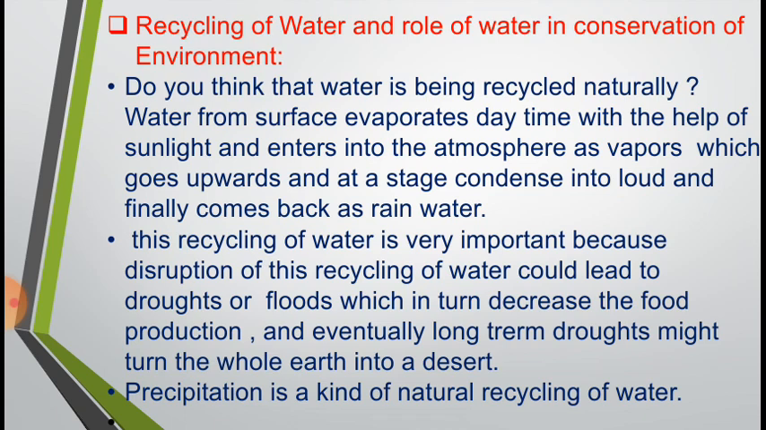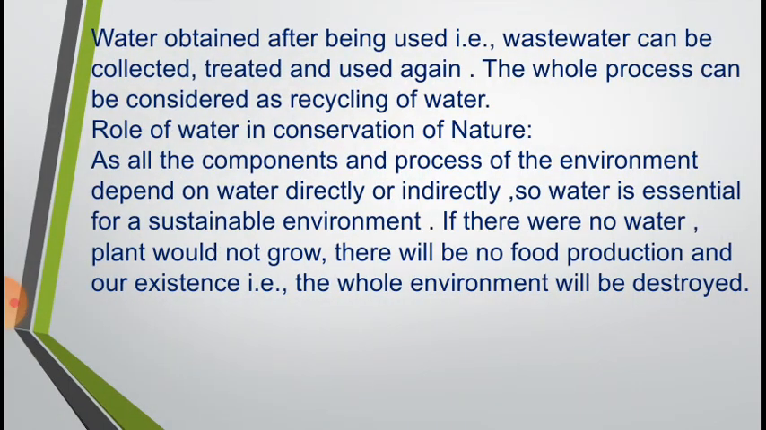This recycling of water is very important because disruption of this recycling could lead to droughts or floods, which in turn decrease food production, and eventually long-term droughts might turn the whole earth into a desert. Precipitation is a kind of natural recycling of water. Water obtained after being used, for example wastewater, can be collected, treated, and used again. The whole process can be considered as recycling of water.